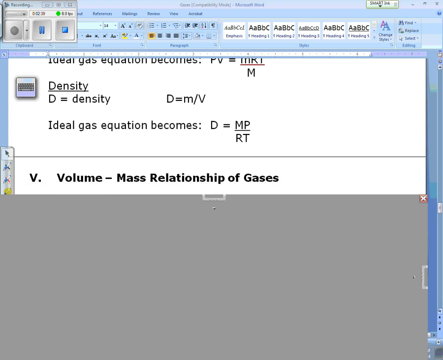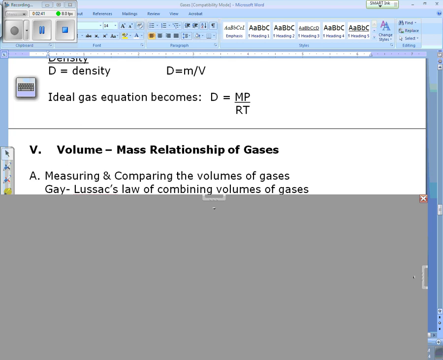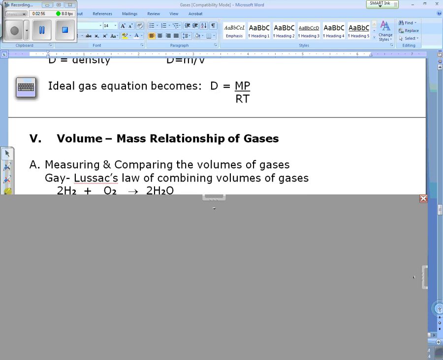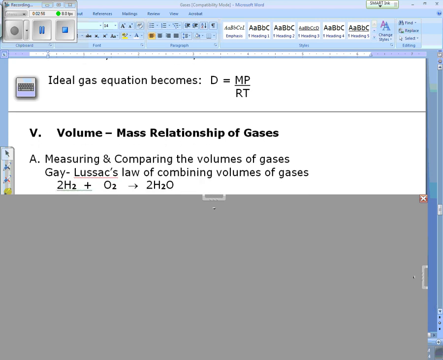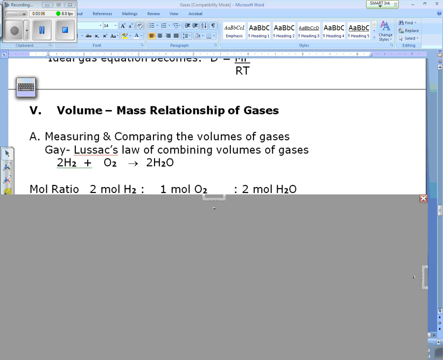All right, volume-mass relationship of gases. We're going to introduce a sort of new conversion factor. It's one you already know, just with a little twist to it. So measuring and comparing volumes of gases: Gay-Lussac's law of combining volumes of gases. We know that if we have a balanced equation, it tells us a little bit about the relative amounts of each of the substances in there. We know that from the mole ratio.